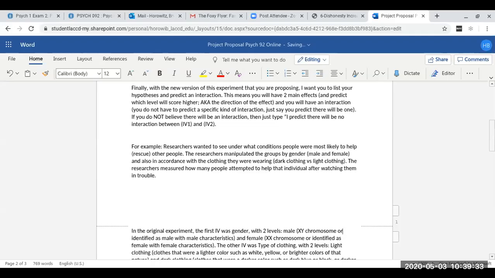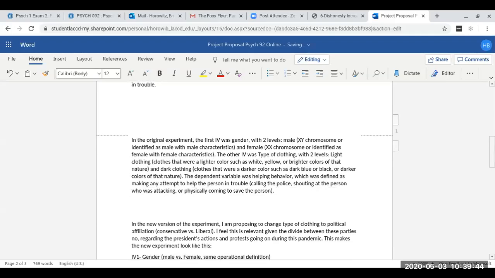So either by the behavior of actually trying to help them in some way or calling the police or something like that. So in the original experiment, the first IV was gender with 2 levels. Male, which could be defined as XY chromosome or identified as male characteristics, facial hair and things like that. And female, XX chromosome, identified as females with female characteristics, right? Wide hips and things like that, or wider than males, right?